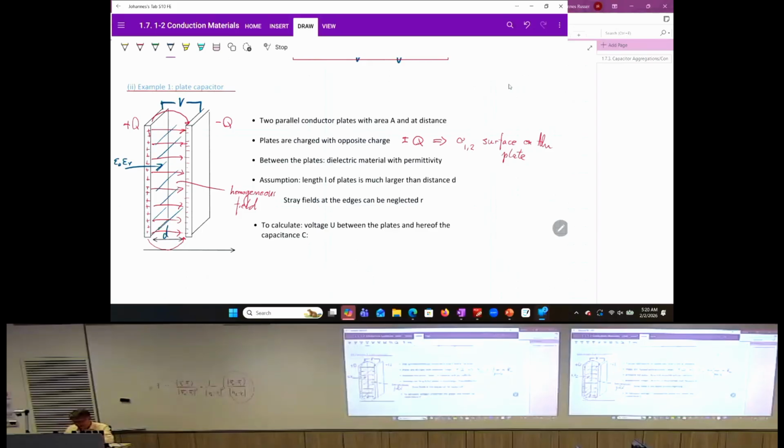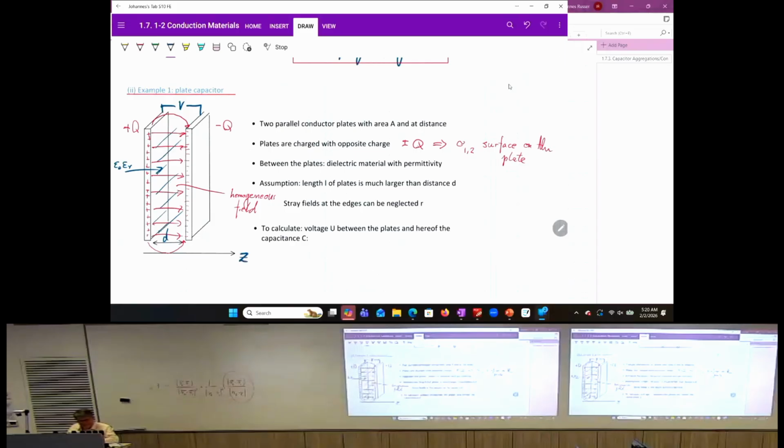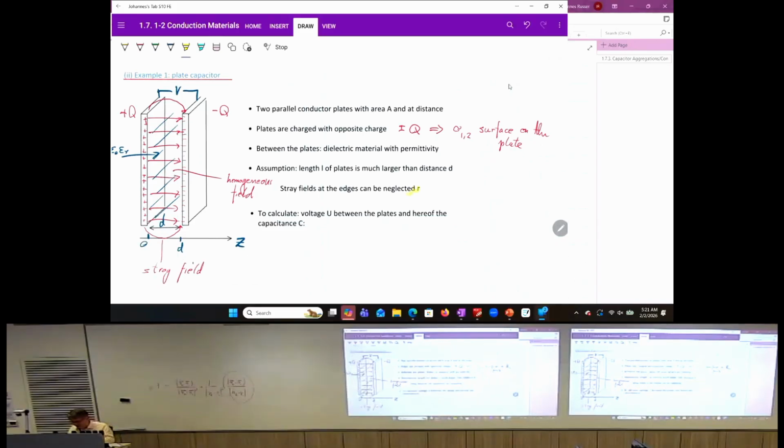We say that all is oriented such that this arrow is in z direction. The plates here are located at 0 and d. This here is our stray field that we can often neglect, and that we do also now. We neglect the stray field. Rather, we are working only with a homogeneous field. Then if we neglect the stray field, what remains is our homogeneous field.